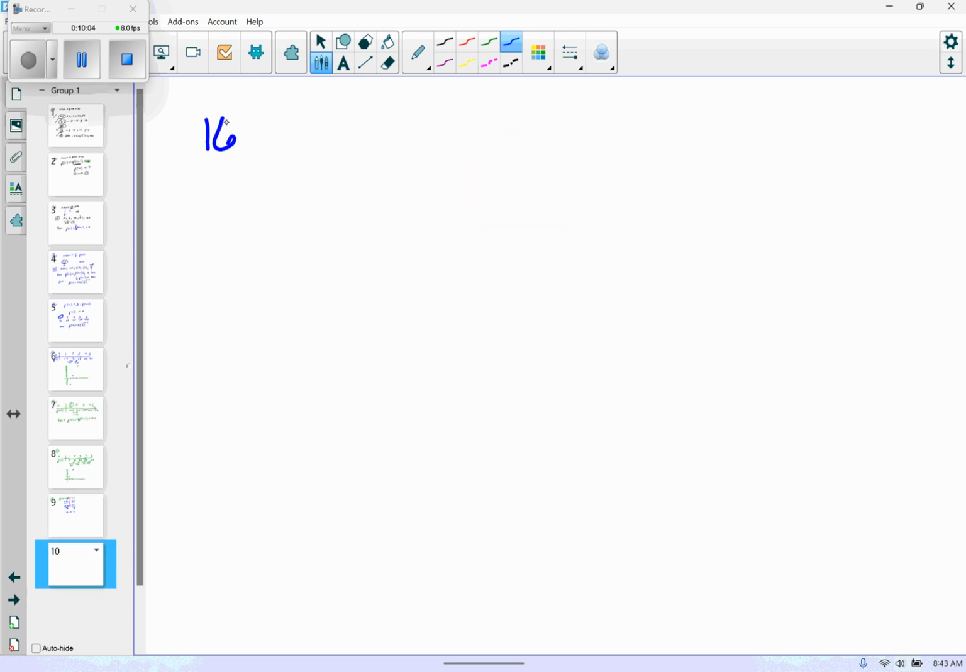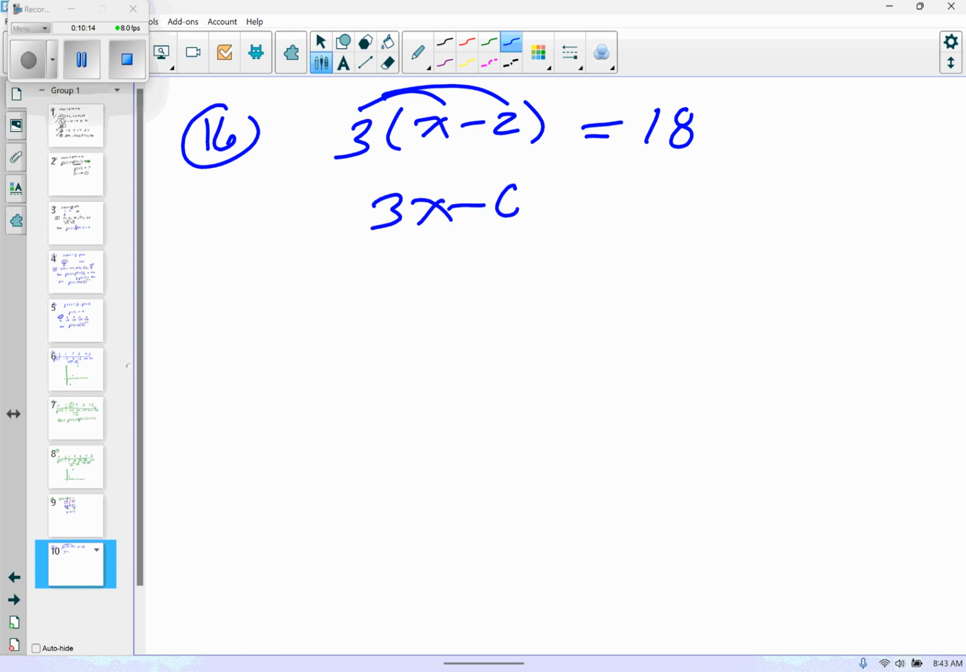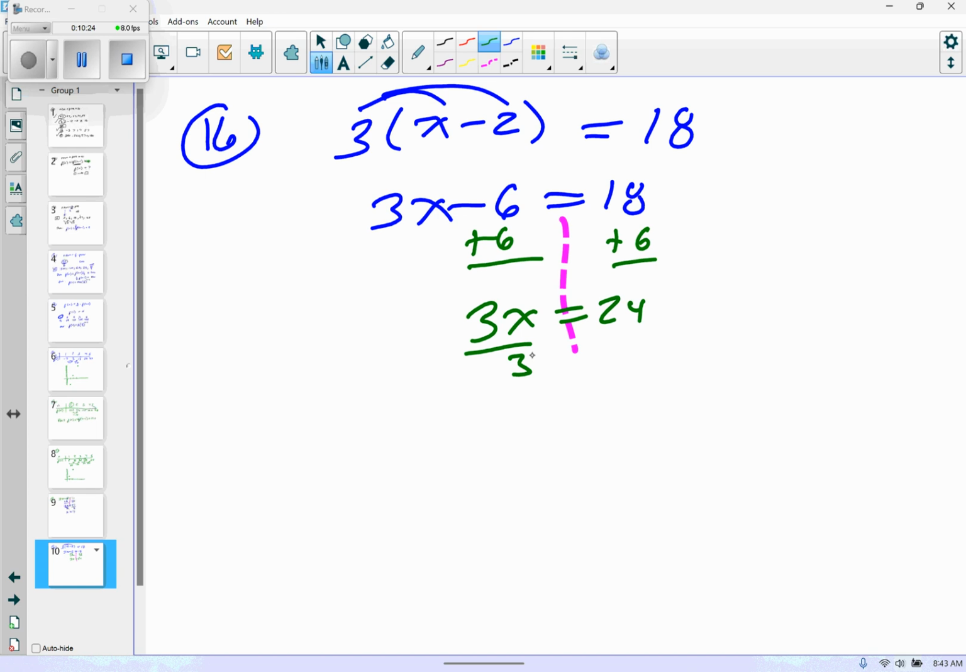Number 16, we have 3(x minus 2) equals 18. Let's distribute over, so I get 3x minus 6 equals 18. I didn't move anything back and forth. Now I can. So I don't have any parentheses, so I'm going to add 6 to both sides. So 3x is equal to 24. Divide both sides by 3. Those are going to cancel, so x equals 8.